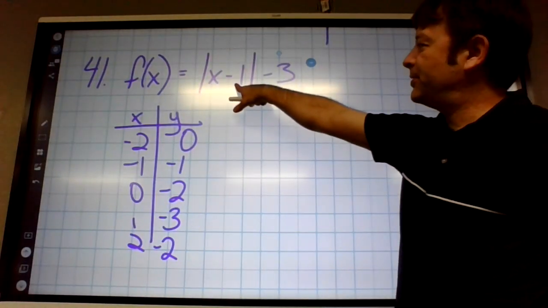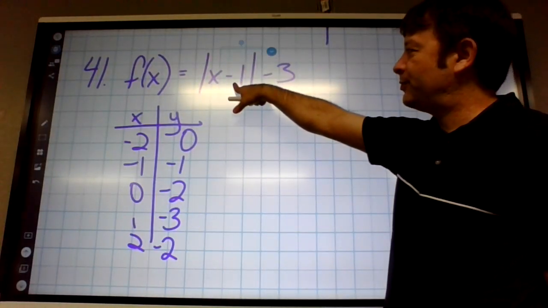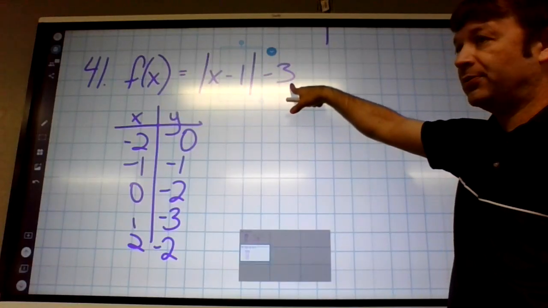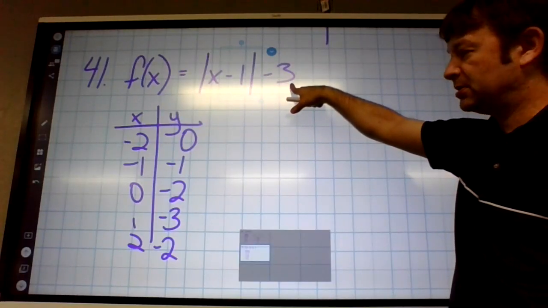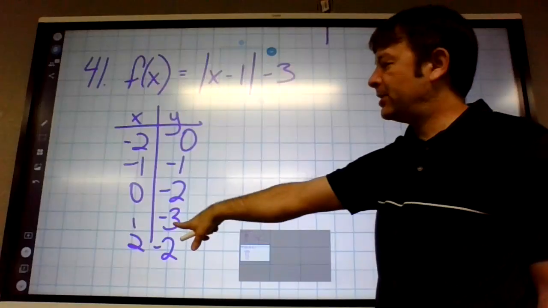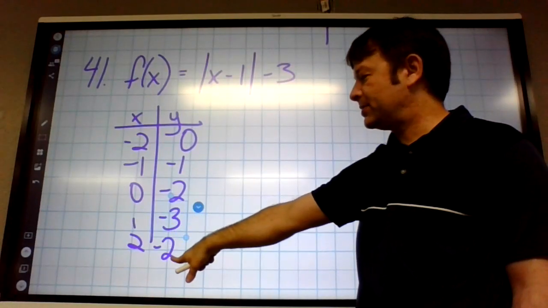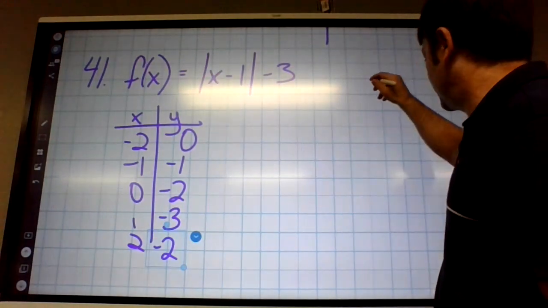So the vertex for this graph should move right 1 and down 3. If you did it the correct way, where you had the 1 in the middle, it would be a V. It gets down to that, but then it will barely start going up.